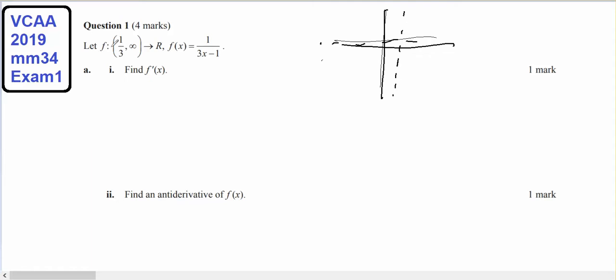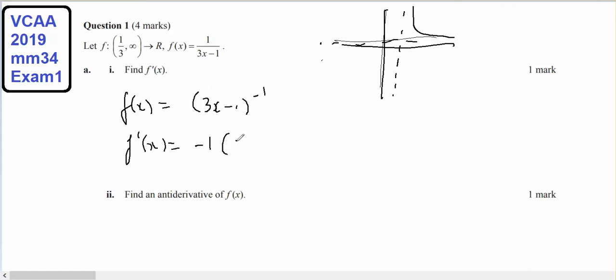And that makes sense as to why. So we're only looking at this part of the hyperbola. We've got to find the derivative. So f of x equals 3x minus 1 to the negative 1, so bringing the denominator up to the numerator. So f dash of x will equal negative 1 times 3x minus 1 to the negative 2 times the derivative of the inside, which is 3, which is negative 3 on top of 3x minus 1 squared.